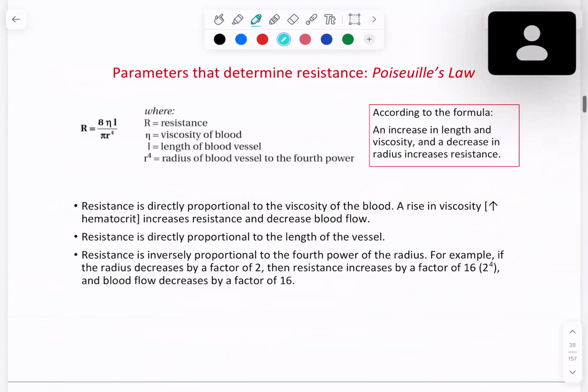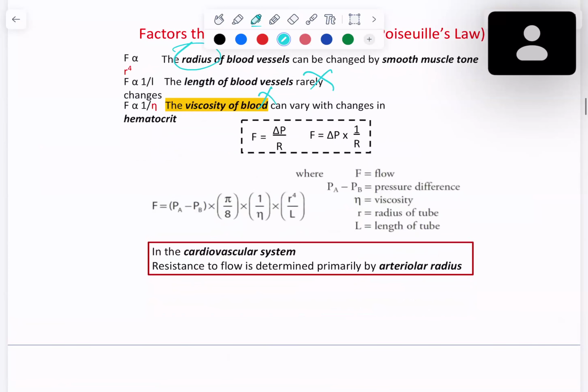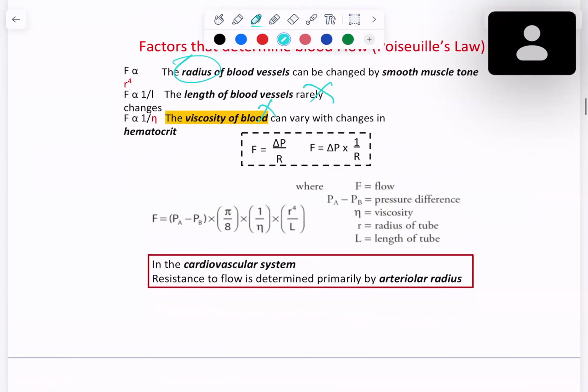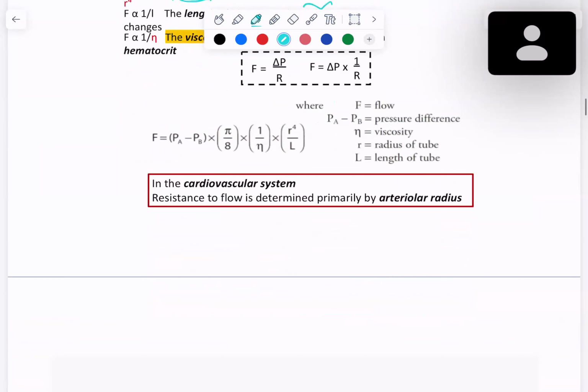These are the equations that you were given in the lecture. And here we're saying that the only thing that they really ask you about is the radius. The length rarely changes, and the viscosity of the blood also rarely changes, at least in your scenarios. But the viscosity of the blood can change clinically, for example, if you have anemia. But for your questions and for your level, they're really only going to ask you about the radius.